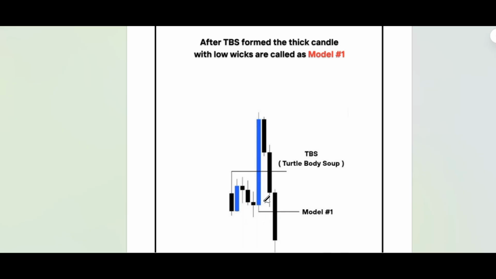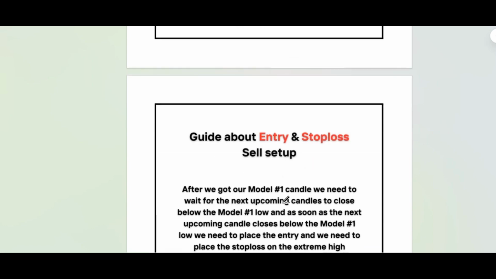A candle which causes a sweep will provide Model 1. So Model 1 is the opening of the candle which causes a sweep. So you have this candle, the TBS, then the opening of it is what gives us Model 1. I don't know if you are getting it. I say the first candle to cause a sweep is called the TBS, and that TBS will give us the Model 1 entry. So you need to be very careful on that one.